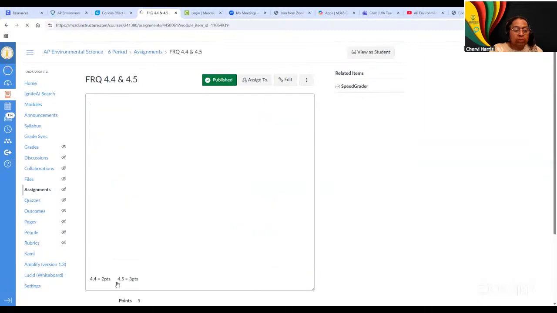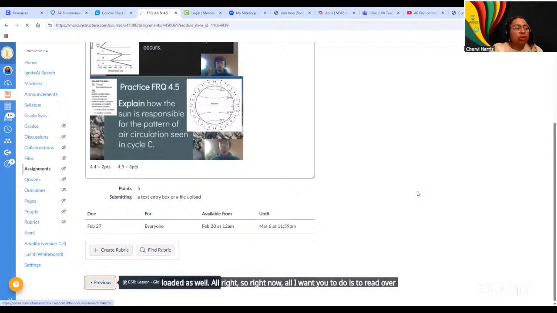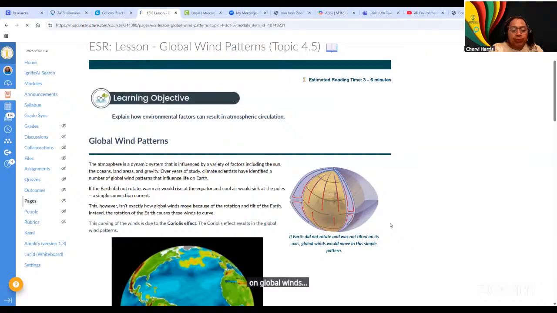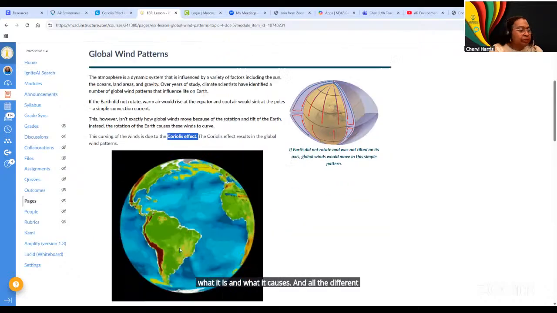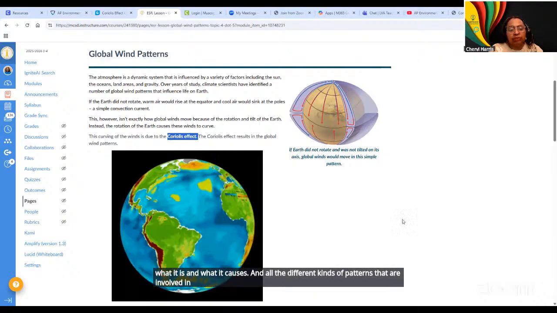All right, so right now, all I want you to do is to read over this section on global winds. In particular, our focus is on the Coriolis effect, what it is and what it causes, and all the different kinds of patterns that are involved in this effect.